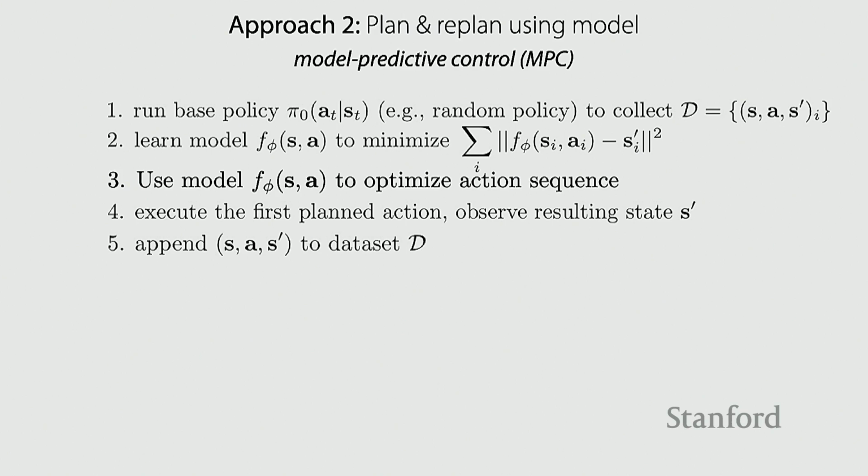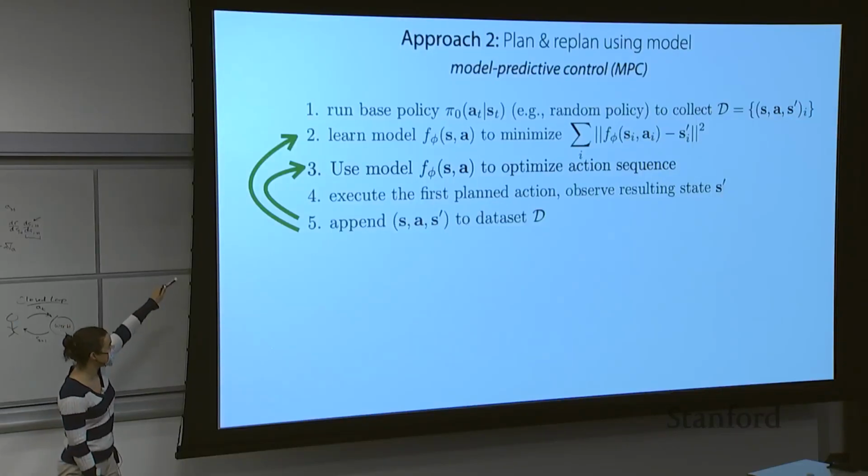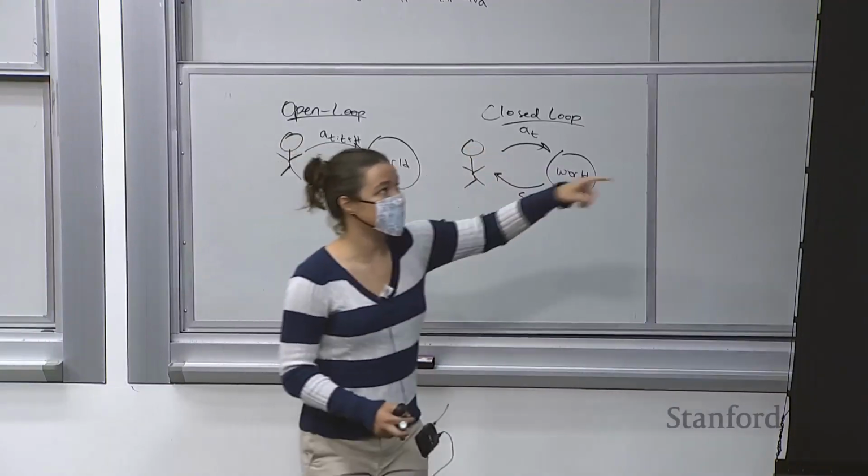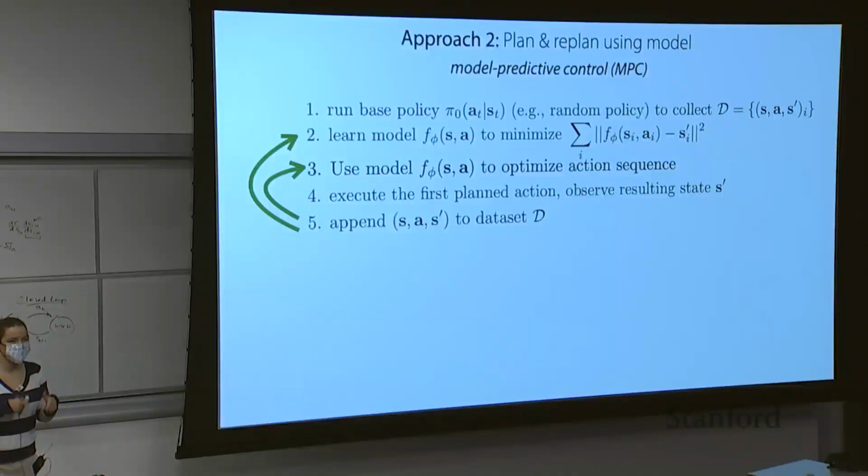We'll also append this to the data set, but we're going to have essentially these two loops. The inner loop is the closed loop process where we're going to be replanning at every single time step. And the outer loop is going to be the process of adding data to your buffer and refitting your model.